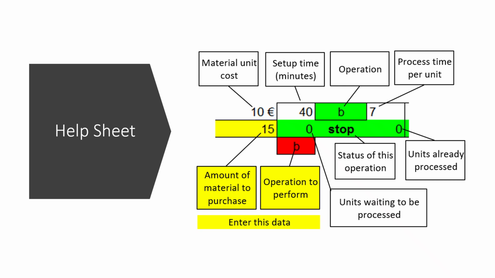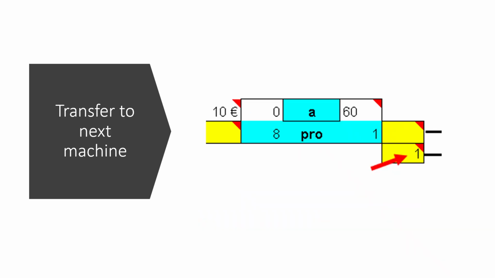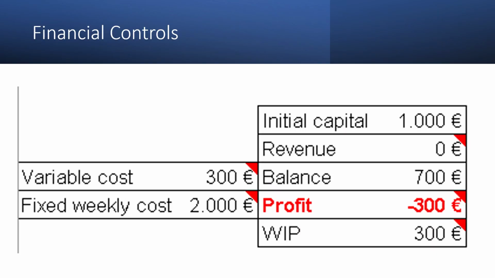You can see these details in the help sheet. To transfer to the next machine, or cell, type the amount on the yellow boxes. You can control your financial situation in real time. You can buy materials, as long as you have enough positive balance.